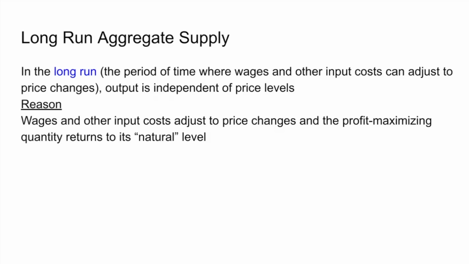In the long run, which is the period of time where wages and other input costs can adjust to price changes, output is independent of price levels. The reason is that wages and other input costs adjust to price changes, so the profit maximizing quantity returns to its natural level. In our previous example, if general price levels across the economy were to double, including for a firm's product, then workers are going to realize that their cost of living has doubled, and they're going to demand double the wage. So all the prices have changed proportionally, and we're back at the level of potential output.